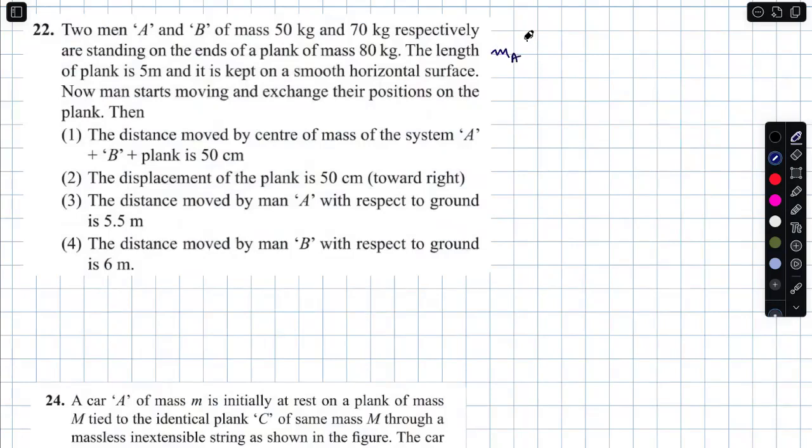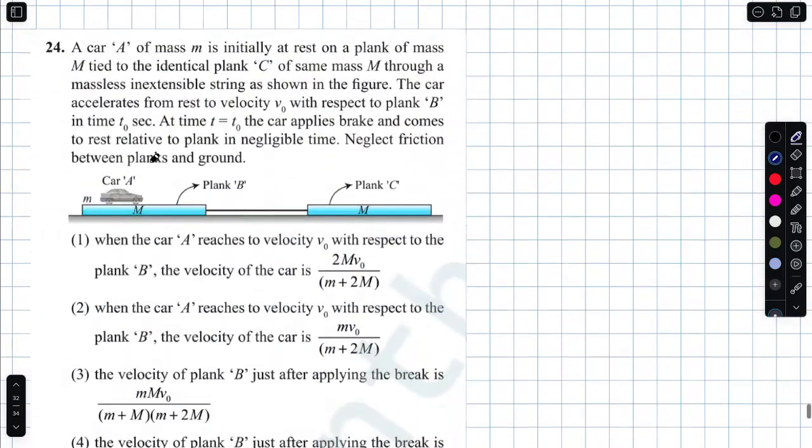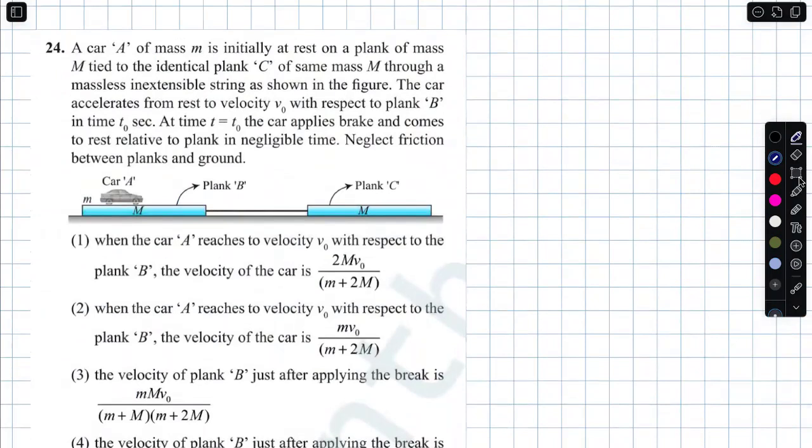Mass of A, displacement of A with respect to plank plus displacement of the plank, plus mass of B, displacement of B with respect to plank plus displacement of the plank, plus mass of plank, displacement of the plank is equal to 0. Just do that, you will get 2 and 3 as answers for this. A repeated question actually. Next.